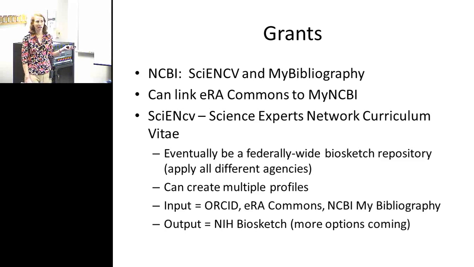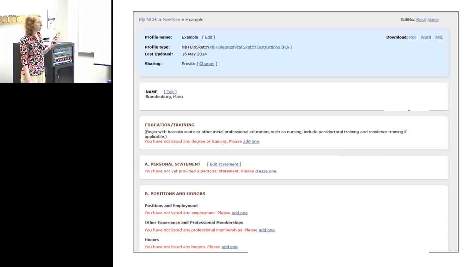The input for this is ORCID. If you know about it, it's a unique identifier to help disambiguate authors. So if you have an ORCID ID, you could use that as some of the input. You can input information in your eRA Commons account and also in your My Bibliography information. All of that goes in. You can also manually add information. And then the output is the NIH biosketch. So this is what it looks like.